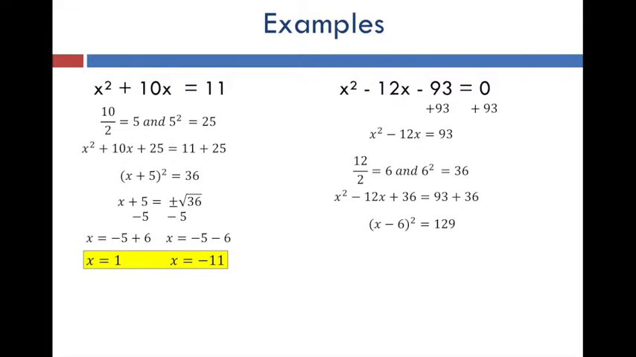Now I'm going to solve the equation by square root. Add 6 to both sides, so my answer is x equals 6 plus or minus the square root of 129.